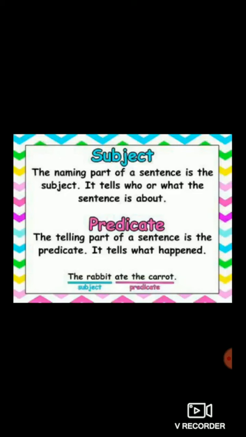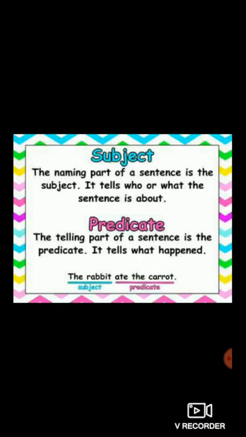The rabbit ate the carrot. The naming part of a sentence is the subject. That means subject tells who or what the sentence is about. And predicate tells about the subject. The predicate, the telling part of a sentence, tells us what happened. What does the rabbit eat? Yes, the rabbit ate the carrot. So, the naming part is the subject and the telling part is the predicate.